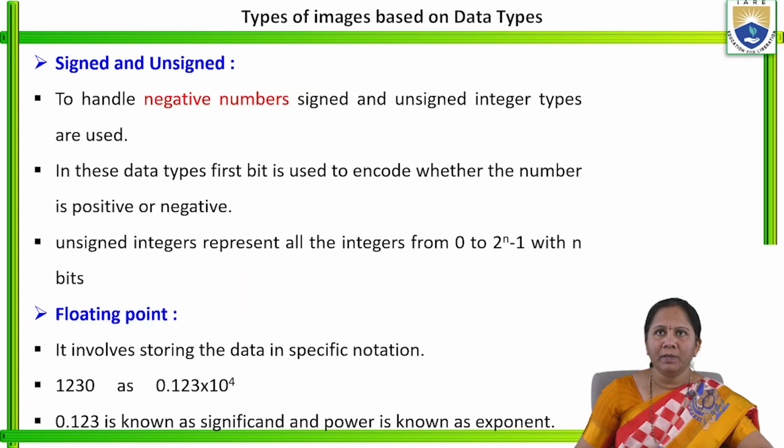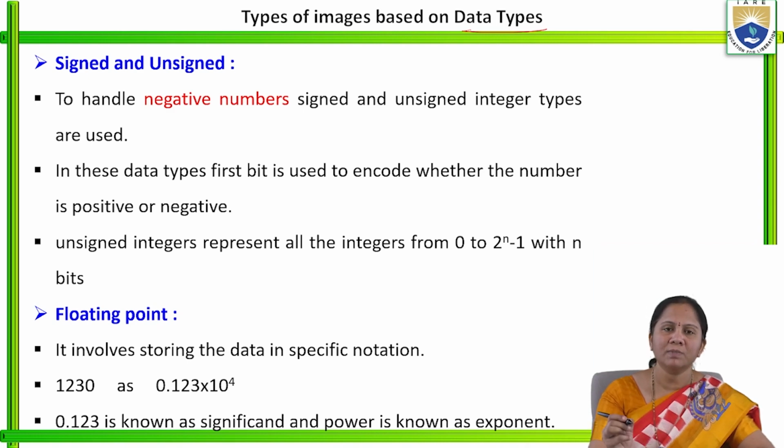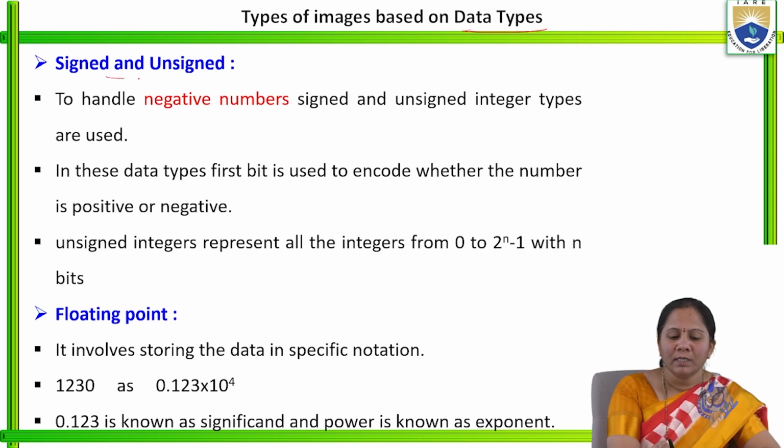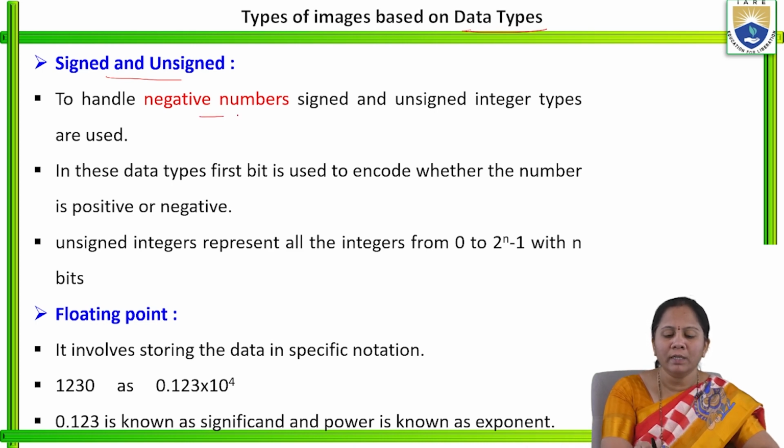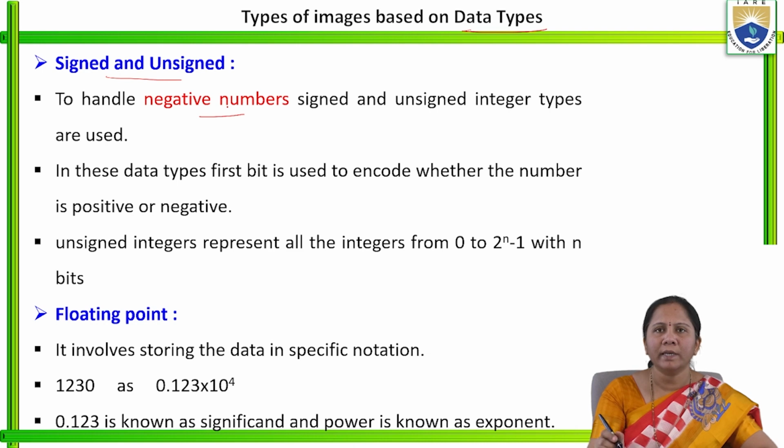And the next type of images are images based on data types. So here we have different classifications. Some come under signed, some are unsigned, some come under floating point. Here, in order to handle negative numbers, signed and unsigned integers will be used.